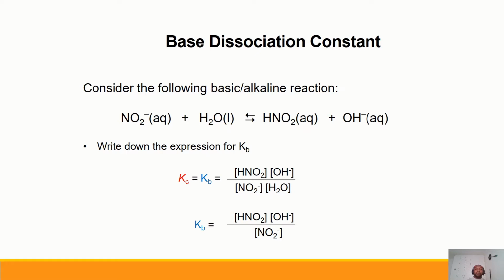For a base, the dissociation constant is more or less the same as for an acid. For a base we call it Kb, where you have each product in square brackets over the reactant in square brackets. Again, you ignore the water for this value, so you only have this.